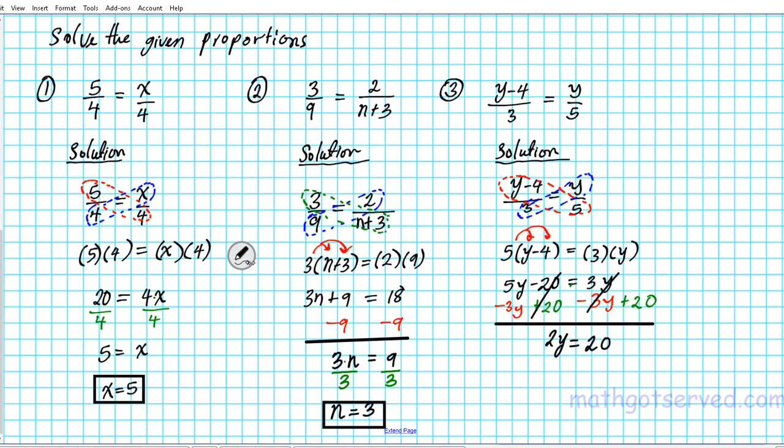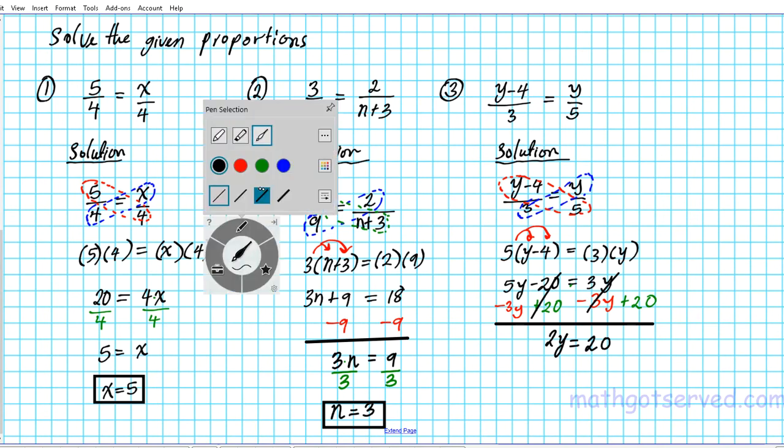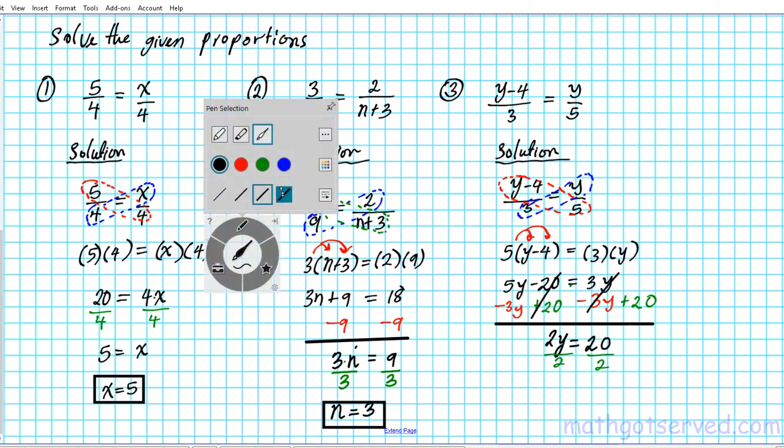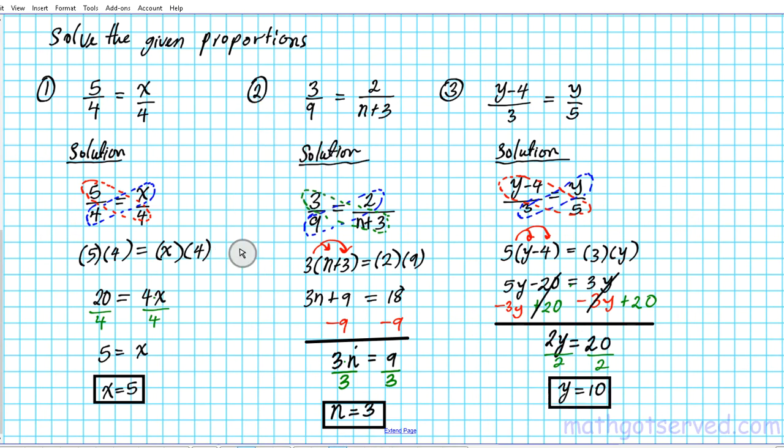Now to get y isolated, we're going to proceed to divide both sides of my equation by 2. Okay? So if I do that, that's going to give us the final solution that we desire, which is y equals 20 divided by 2 is 10. That's the answer to question number 3. Alright, let's move on to the next example.